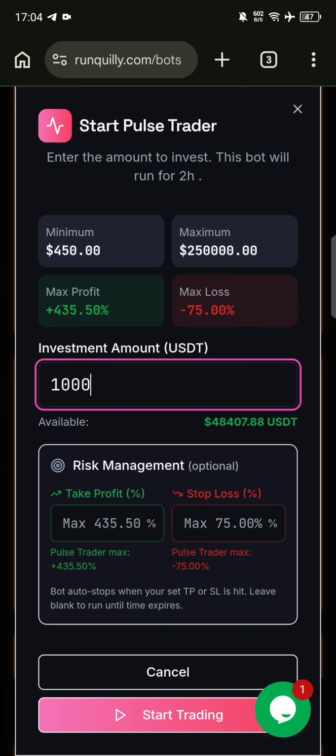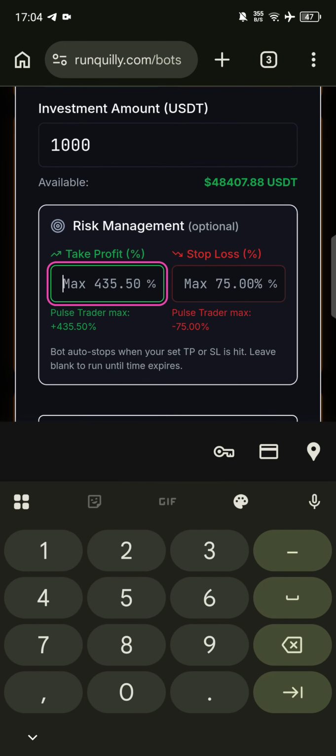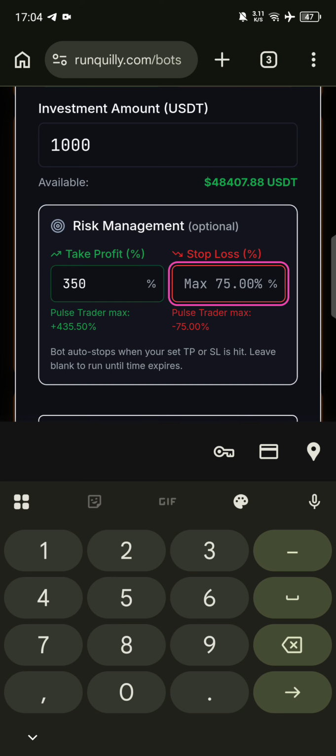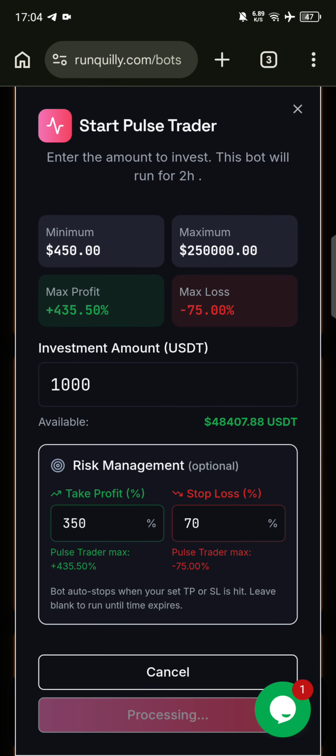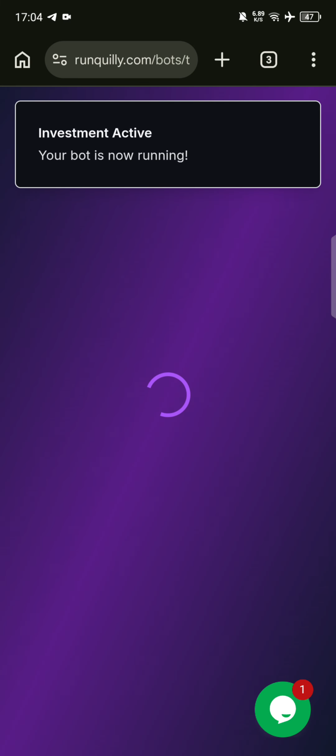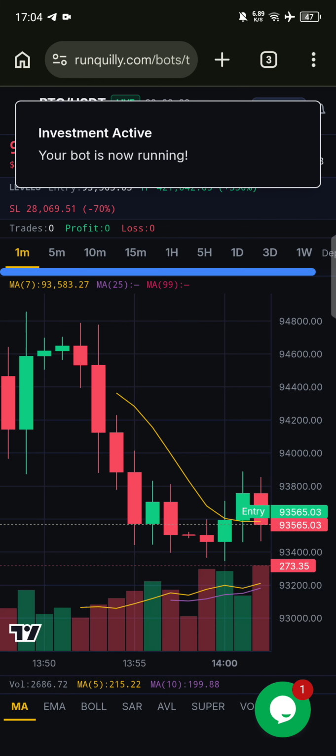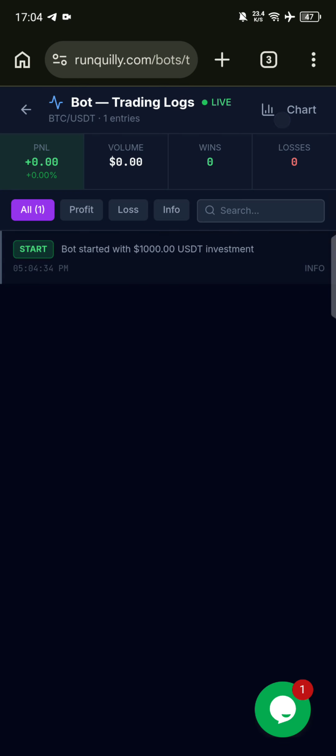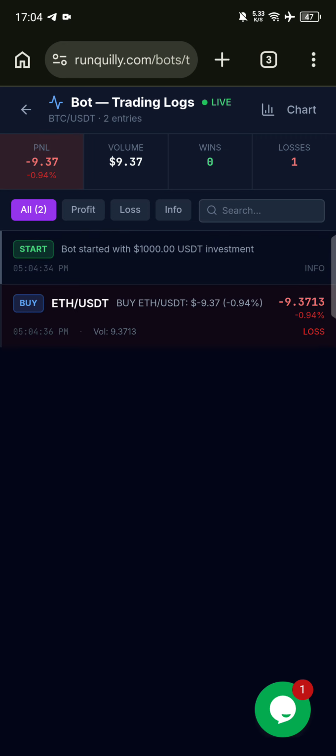This one limits you, so let's set 350 for take profit and a maximum stop loss of 70. Then I run my bot. If it hits the stop loss or the take profit, it will stop automatically. Let's check two to three logs, then I'll show you my balance. And remember, you can withdraw anytime, no withdrawal issues.